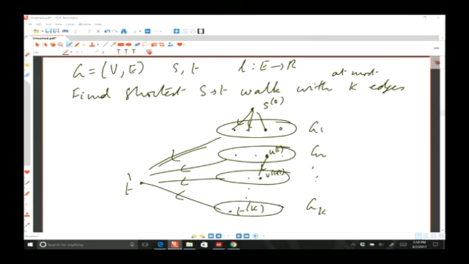Done. Now I still have to know whether there's a negative length cycle or not. For that you need one more trick. For every vertex find the shortest length walk with n minus 1 edges, and for every vertex find the shortest length walk with n edges. If there is any vertex such that the shortest length walk with n edges is less than the shortest length walk with n minus 1 edges, then there is a negative length cycle.